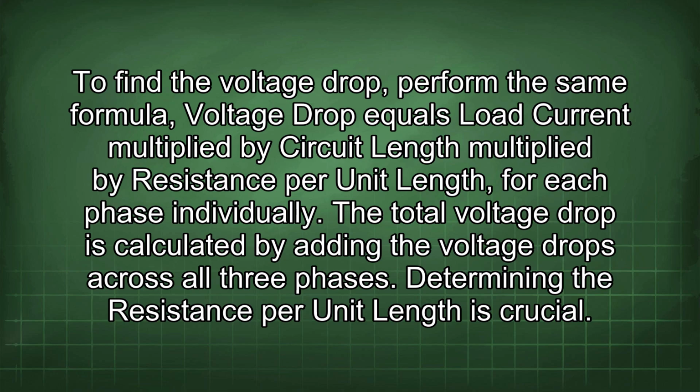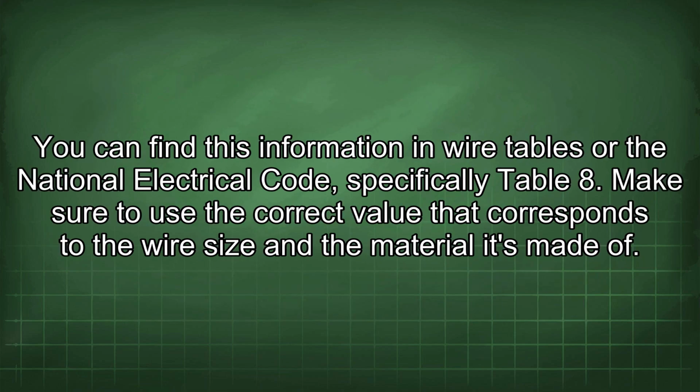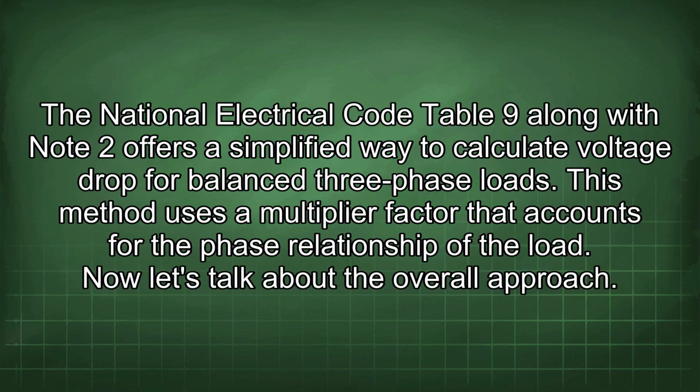Determining the resistance per unit length is crucial. You can find this information in wire tables or the National Electrical Code, specifically Table 8. Make sure to use the correct value that corresponds to the wire size and the material it's made of. The National Electrical Code Table 9 along with Note 2 offers a simplified way to calculate voltage drop for balanced three-phase loads. This method uses a multiplier factor that accounts for the phase relationship of the load.